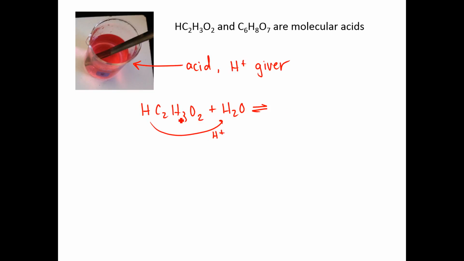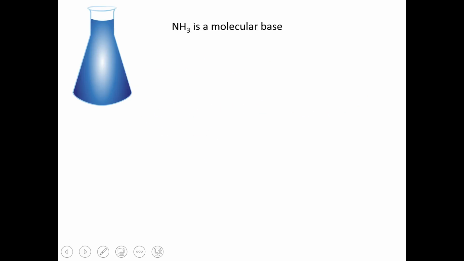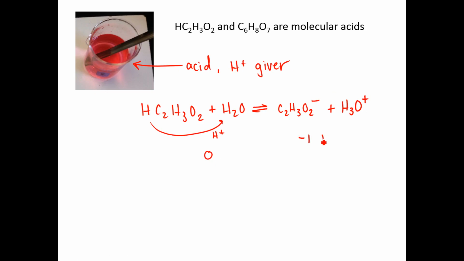So instead of HC2H3O2, we lose a hydrogen, and it becomes just C2H3O2, and now it's got a negative charge because it lost that positive hydrogen. H2O gained a hydrogen, so now it becomes H3O, and with that hydrogen, it also gained a charge. So notice that the charge on the left is 0, and the charge on the right is -1 and +1, so it is also 0. So double check to make sure your charges on the sides are equal.